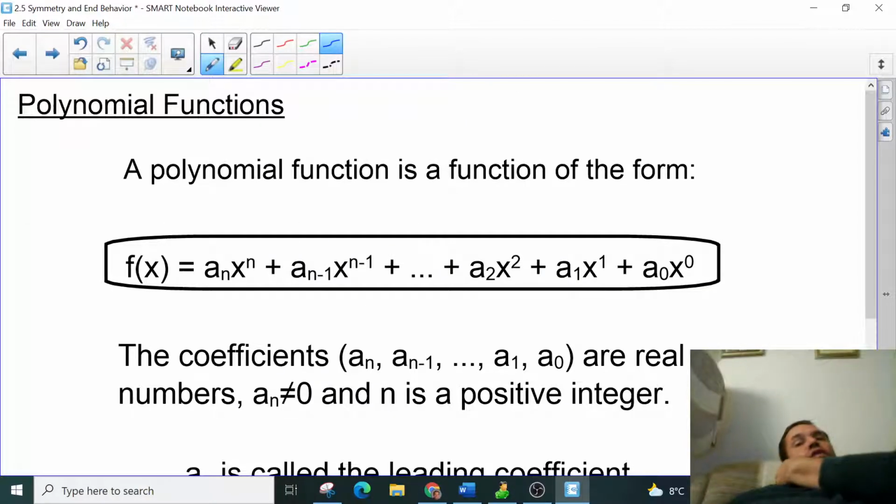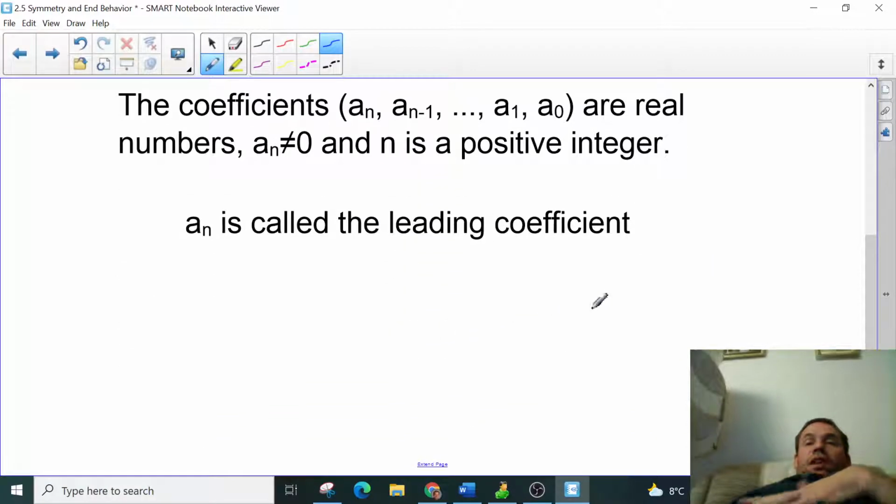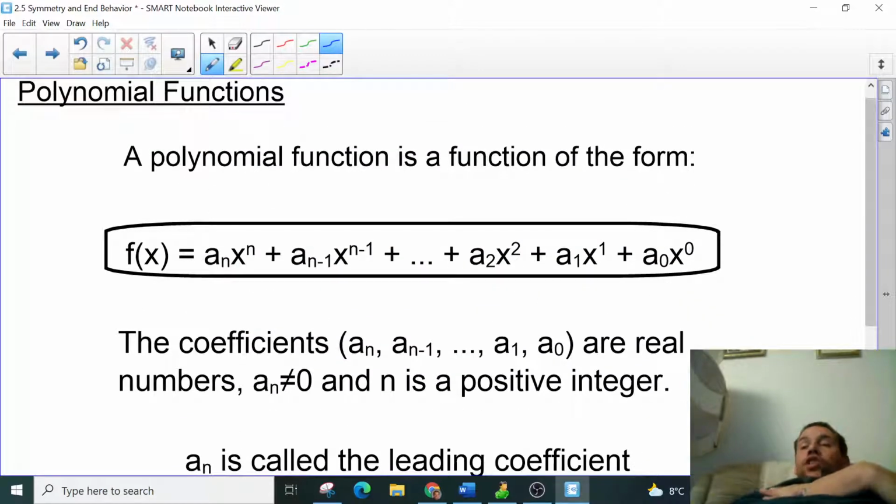A polynomial function is a function of the form a_n x to the n power all the way to a_0 x to the 0 power, which is just 1. The coefficients are these a positions, and a_n is called the leading coefficient.